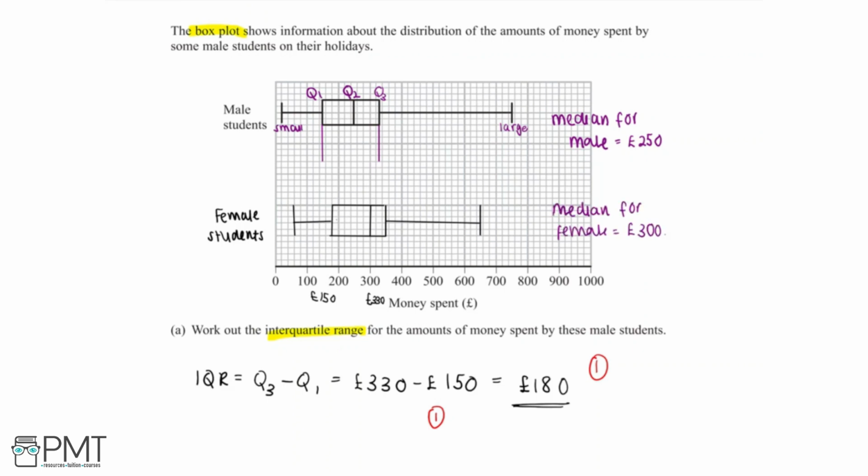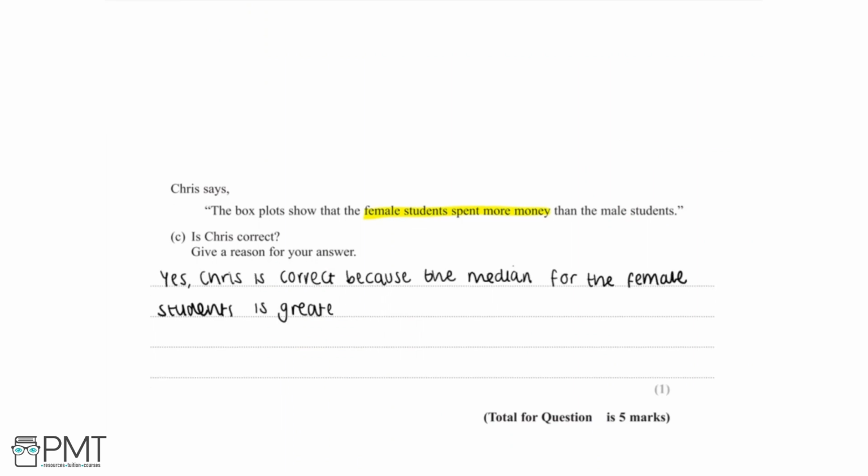And so we can see that the median for the female students is greater than the median for the male students. And so we can therefore say that yes, Chris is correct, because the median for the female students is greater than the median for the male students. And so this correct answer will allow us to get the 1 mark needed to get full marks on Part C.